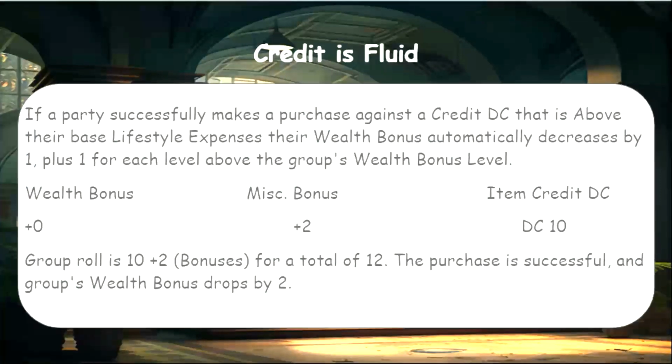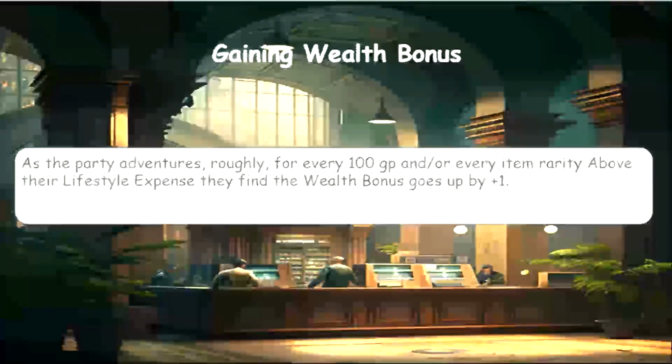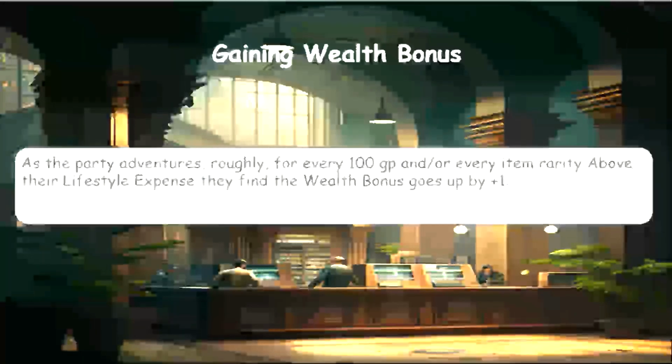I give them a miscellaneous bonus. Maybe they haggle, or maybe they charm the shop vendor. Let's say the item rarity is a DC of 10. Group rolls a DC of 10 plus their bonus for a total of 12, and that purchase is successful based on just their credit bonus. But that means that the group's wealth bonus drops by 2, so that future purchases against their credit would be slightly more difficult unless they go out and accumulate more wealth or items.